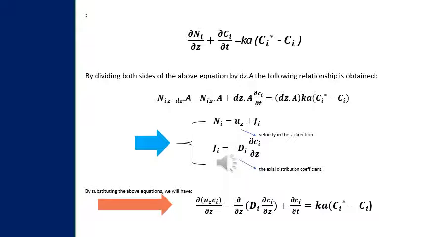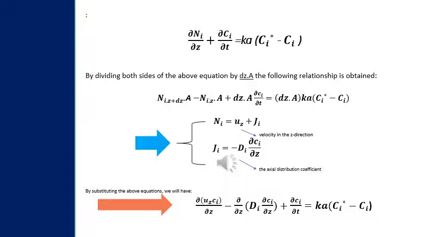By substituting the mentioned equation, given that the total mass transfer from the gas phase to the liquid phase is equal to output rate minus input rate plus accumulation rate, we have the equation you see. By dividing both sides of the above equation by this term, the following relationship is obtained, and we have, by considering the equation below, N_i, and furthermore by defining J as follows.